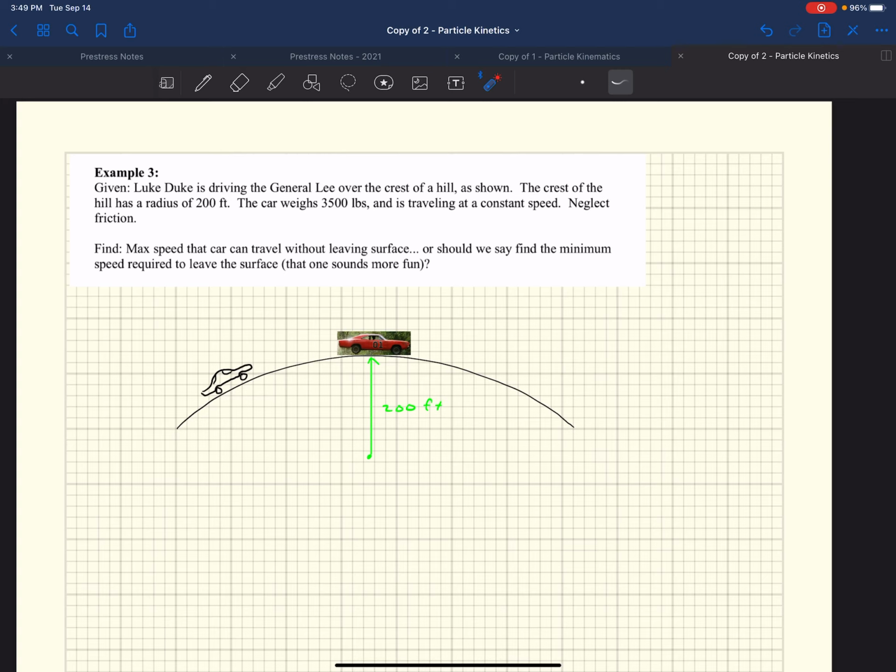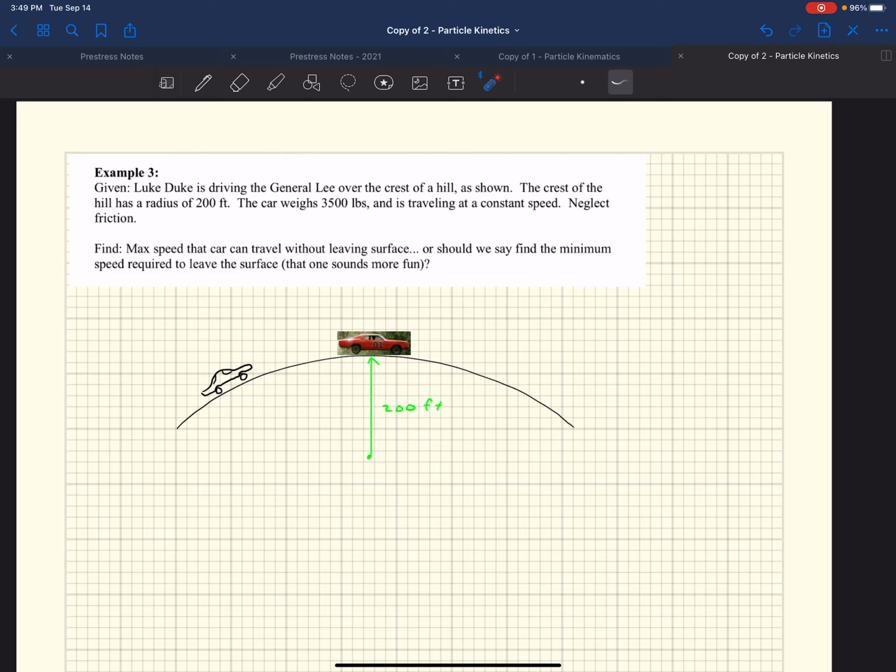Okay, so it has a radius of 200 feet, and then it's traveling around this. It can be solved as a normal tangent problem. It could also be solved with polar coordinates, because it is a circular kind of motion. But regardless, we're going to do this in the normal tangent coordinate system right now.